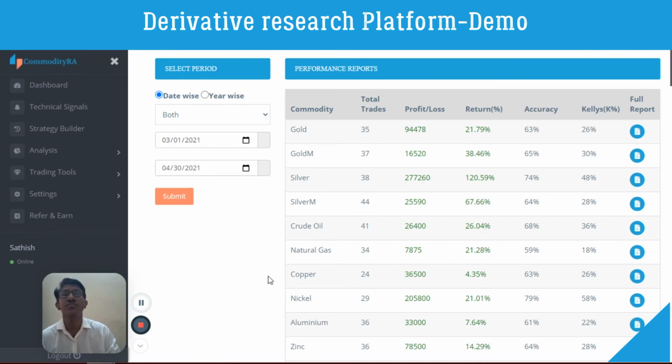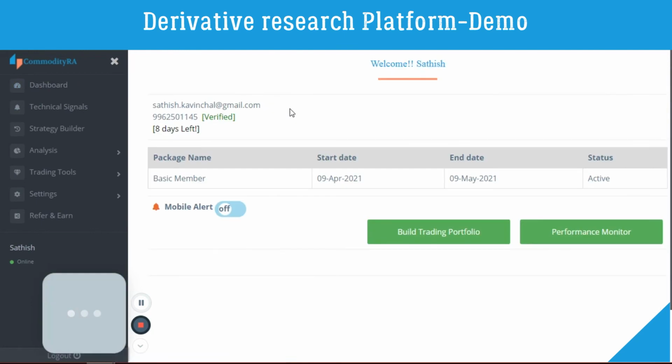Now the last, how to subscribe. This works with both web and mobile. The same thing can also be downloaded from the Google Play Store. Search for CommodityRA. You get our web app that can be downloaded and used on your mobile.